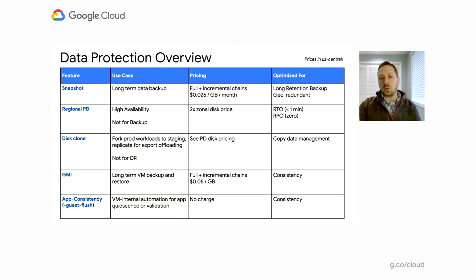And then as we look at Google Machine Images and the guest flush option, those are optimized for consistency. So whether you need consistency across multiple disks that are working together to support a workload on one VM, or whether or not you want consistency up into the guest itself, again, for application quiescence or verification, or additional information and control that's only available inside of the guest.